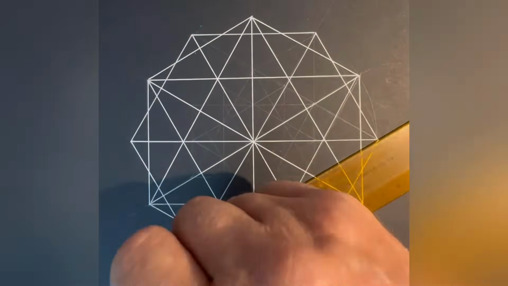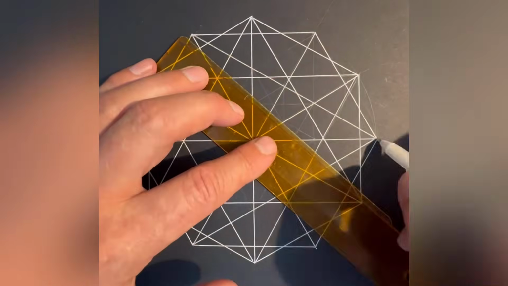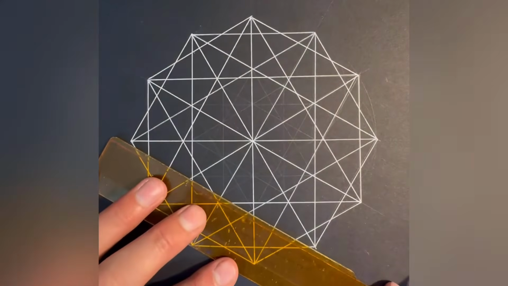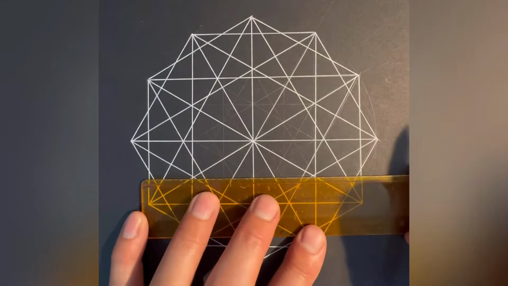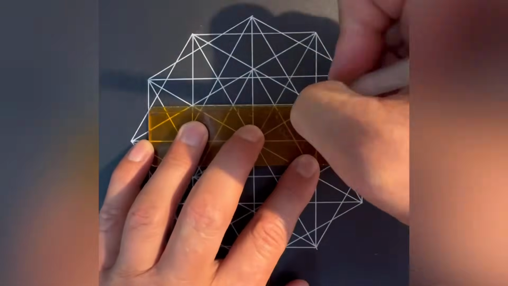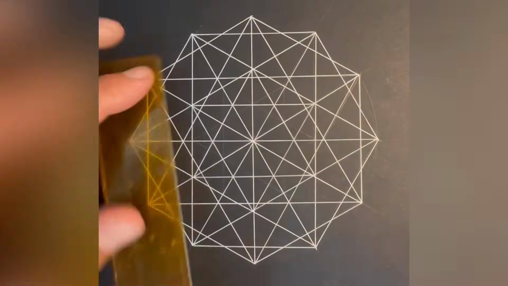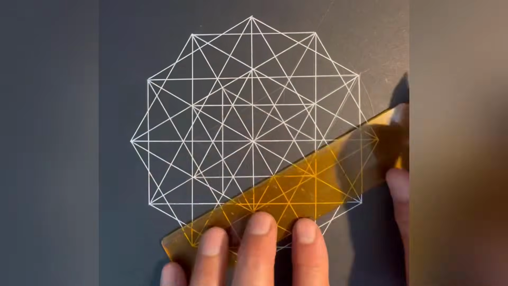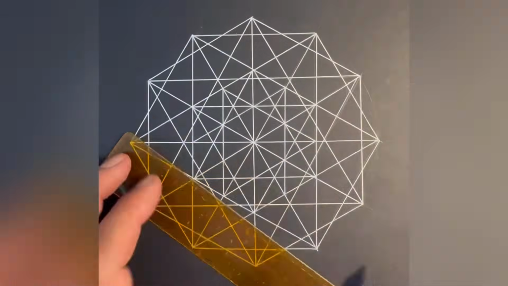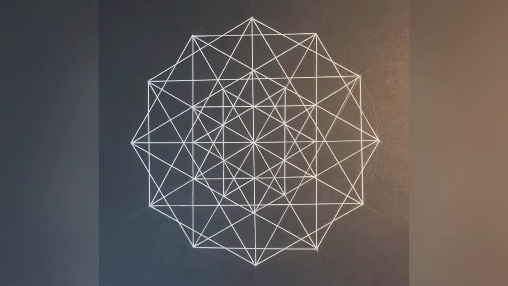Once you've got two hexagons, you need to draw two more triangles, which will create this 12-pointed star. Then you need to find the center points of where they join to draw the next triangles. The triangles will make a smaller 12-pointed star in the center of your double vector equilibrium.